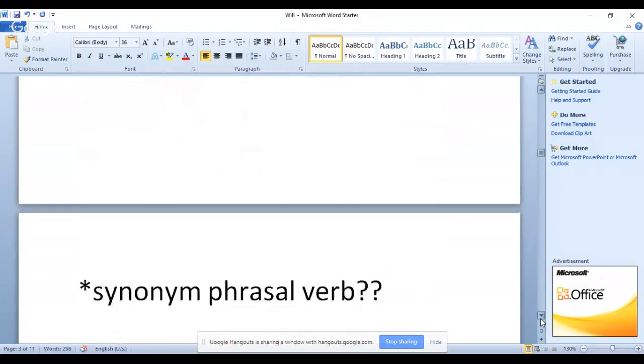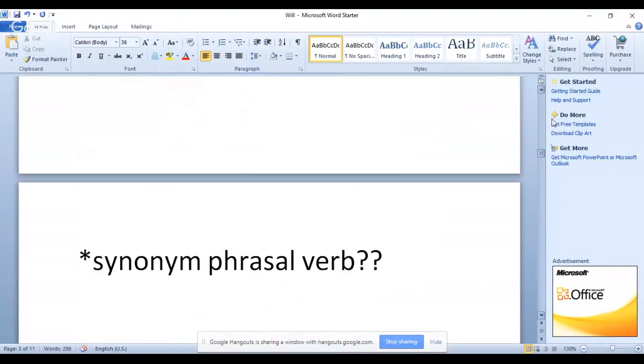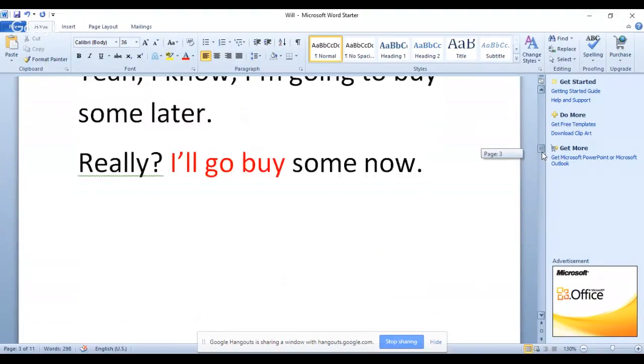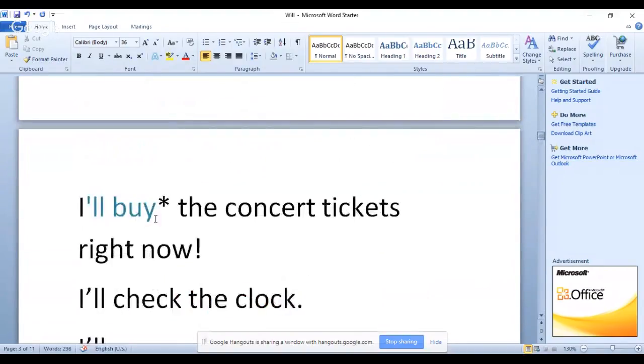Now, I was going to ask a question. A synonym for the phrasal verb. Well, what was the phrasal verb again? It was buy. Buy. Can you think of a phrasal verb that means buy? Buy. Phrasal verb. Get something. Get. I don't know. Get something. No? No, in this case, no.